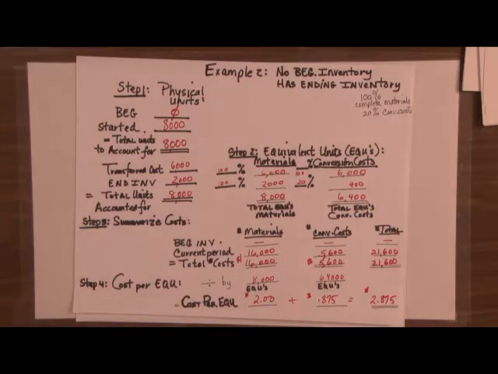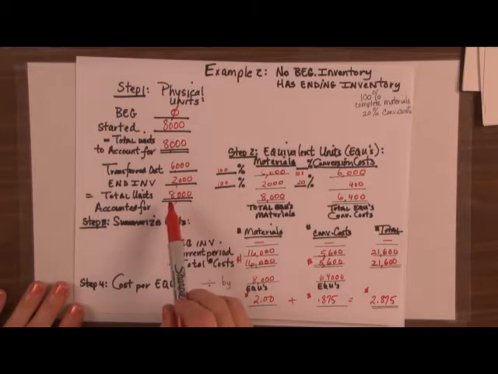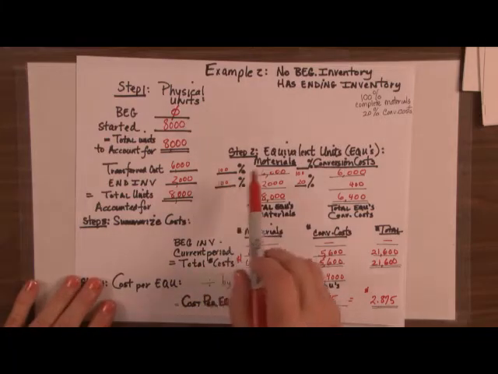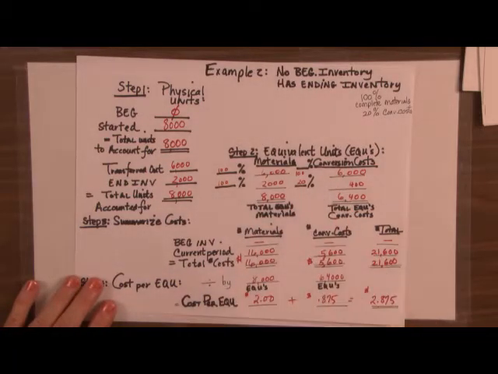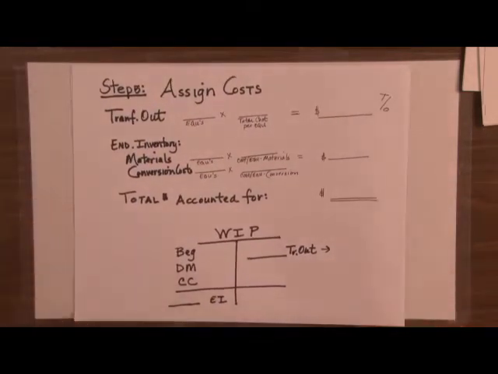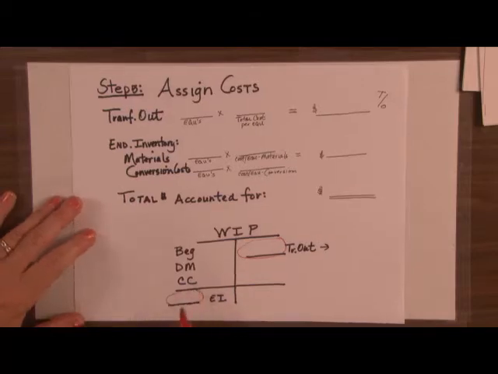2.875. So at this point, we have figured that we have to account for 8,000 units, and we have accounted for that many units in terms of what was transferred out and left in ending inventory. We moved on to calculate our equivalent units. We summarized the cost, and in this case, the cost all related to the current period, and we calculated a cost per equivalent unit. Now, the last step, which is step 5, is going to involve assigning the cost. Where will we assign the $21,600? So what we're trying to do in step 5 is to arrive at these two numbers.